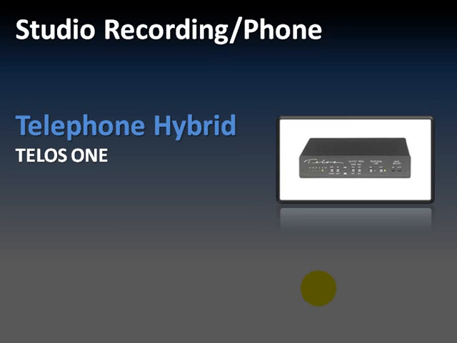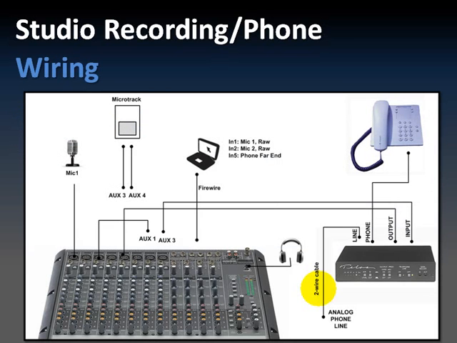To do telephone recording, not Skype, you do that the same way. If you want to do real telephone recording, you use so-called telephone hybrids. The Telos One, for example, is one of them. You can plug in this hybrid instead of your phone. Connect the analog phone line to the line input of the hybrid, and then you plug the phone into the hybrid.